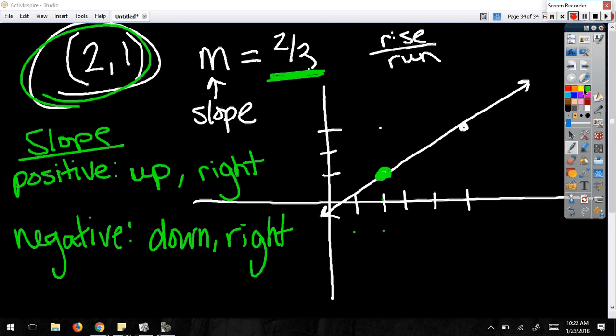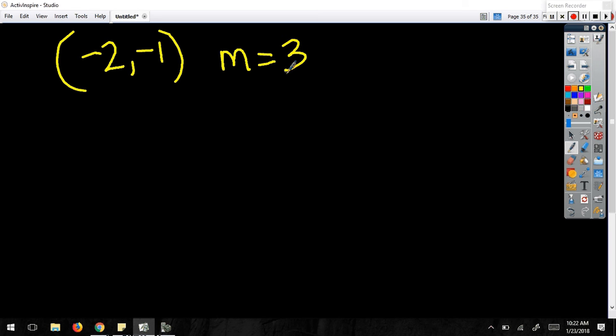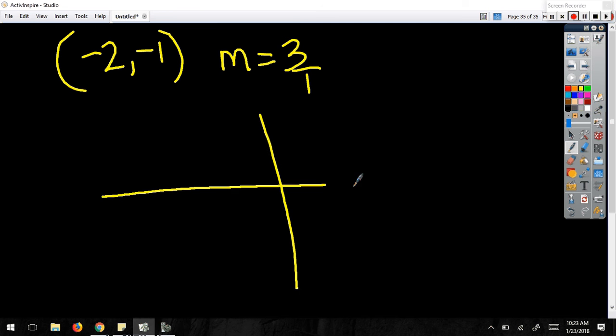What if my slope is a whole number? Like, what if I said start at -2, -1 with a slope of 3? Into a fraction. How do I make it into a fraction? I put it over what? 1. So again, exactly. It's not changing the value there. I start here, and now I'm going to rise 3, run 1.